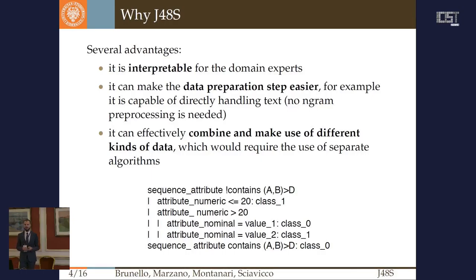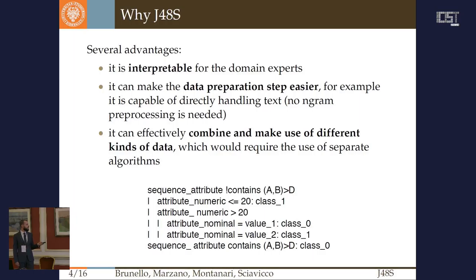So, what are the main advantages of J48S? First of all, as we will see, it is easily interpretable for the domain expert. It can make the data preparation step considerably easier because it can make use of sequences directly. For example, you can feed the decision tree the text directly, and it is capable of extracting patterns without having to rely on a very long and tedious preprocessing phase, such as n-gram extraction. And finally, as I said, it can combine and make use of different kinds of data.